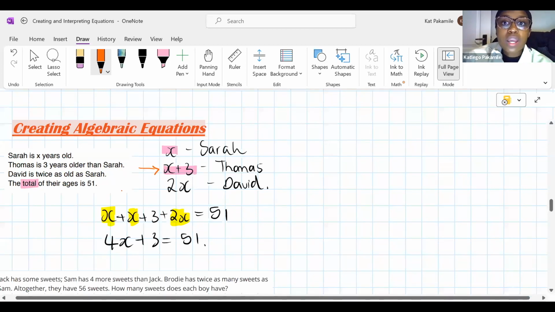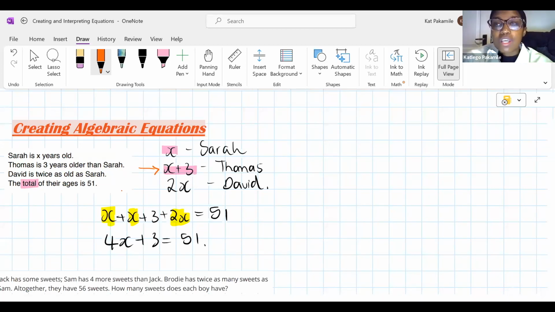Yeah, because if I say to you, you are 5 years older than your sibling, you're going to take your age, whatever it is, and you're going to add 5. You see? Yes, ma'am. And then the last one said Davis is twice as old as Sarah. So you take Sarah's age times 2. That's what twice means. And then at the end, it just says the total of their ages is 51. So all of their ages combined is equal to 51. Yes, ma'am. Beautiful. Thank you. You're welcome.